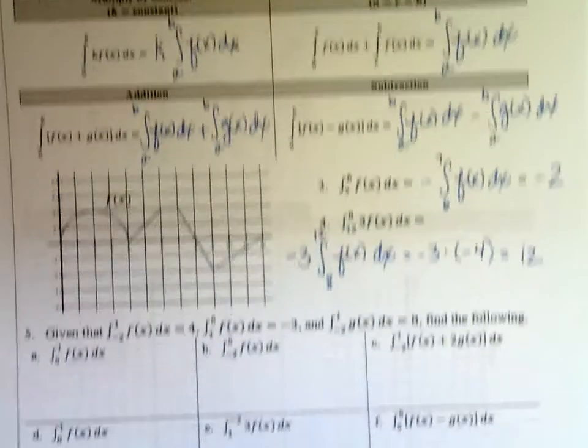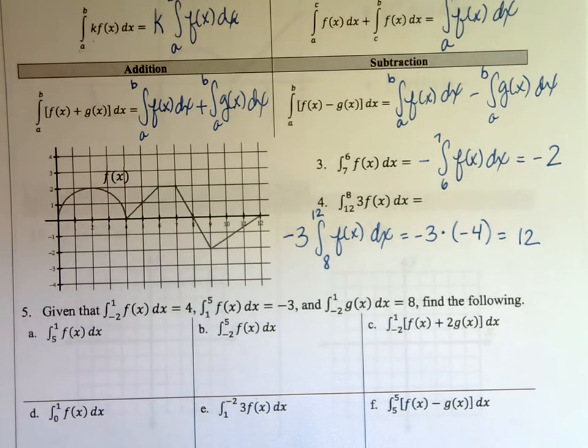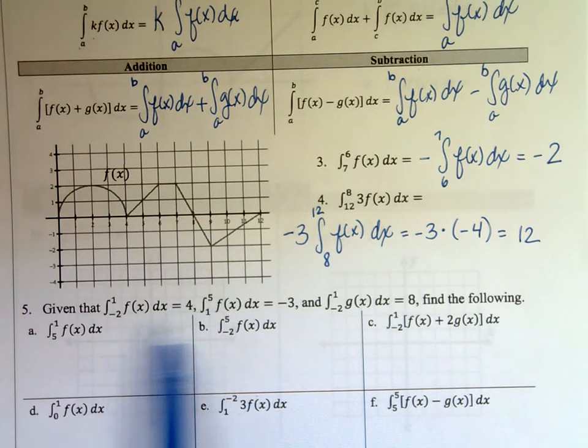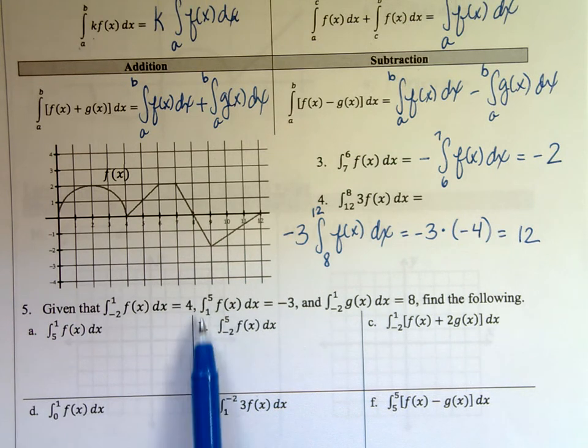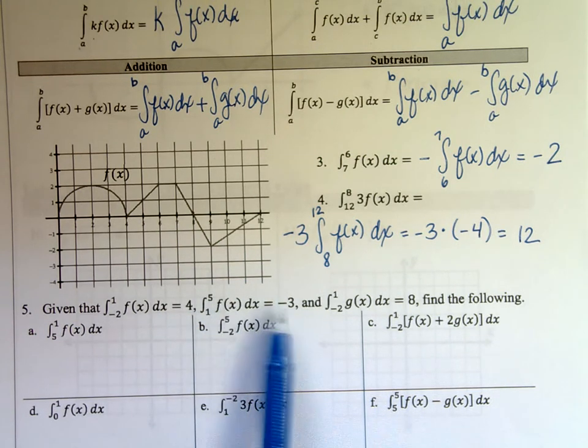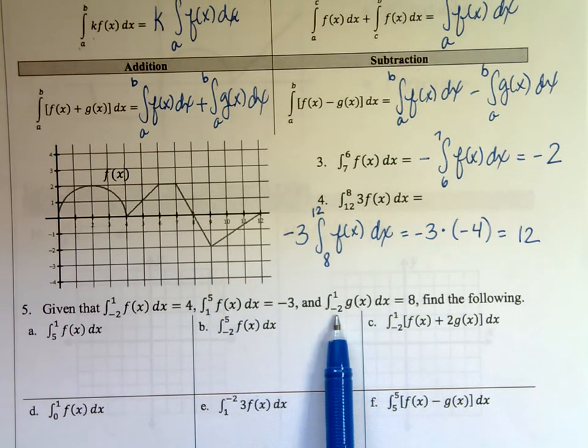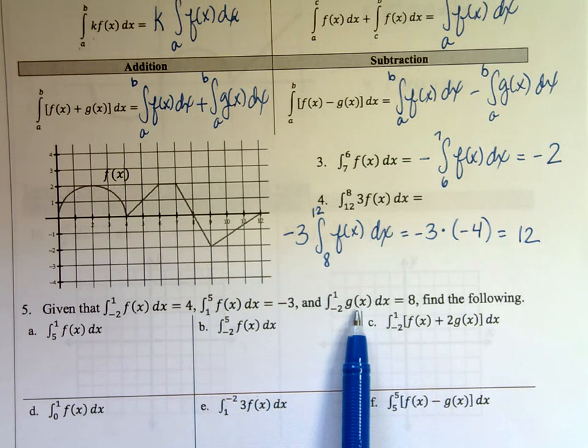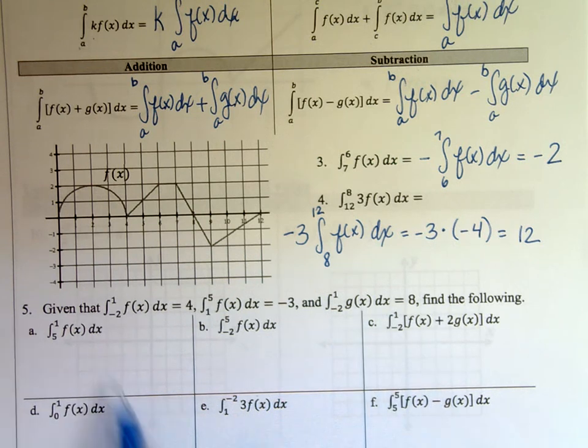Okay, here comes the next kind. And these are all properties of these integrals as well. So they gave you 3 facts. You know that between negative 2 and 1, the integral of f of x dx is 4, has an area of 4. You know between 1 and 5 that it has an area of negative 3. Between negative 2 and 1, g of x, a different function, has an area that is 8. Find the following.